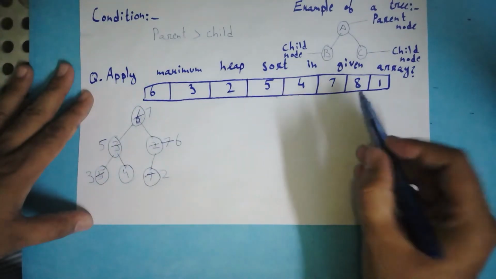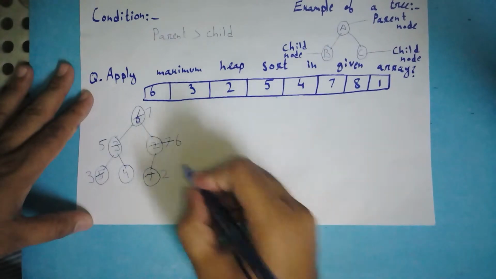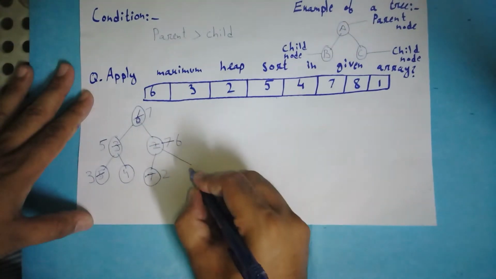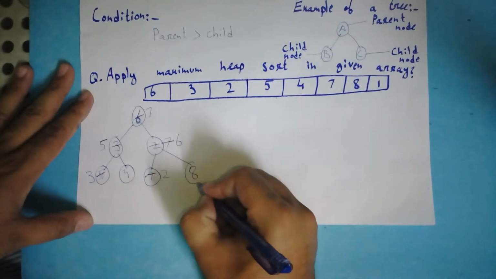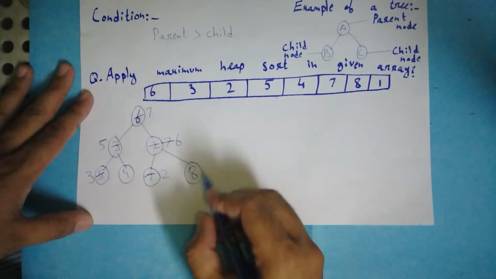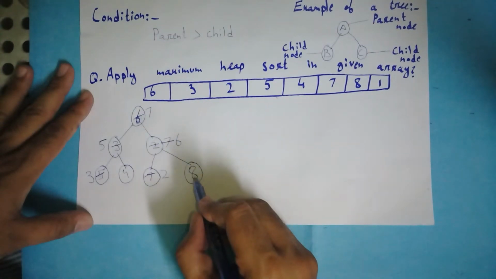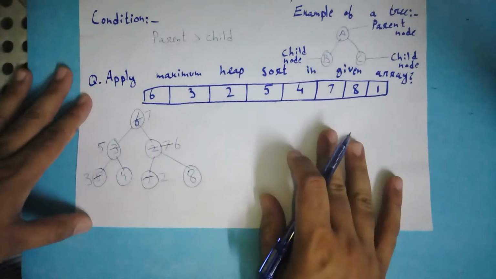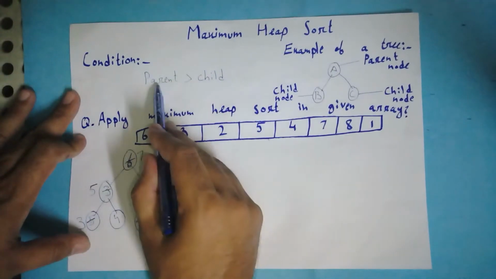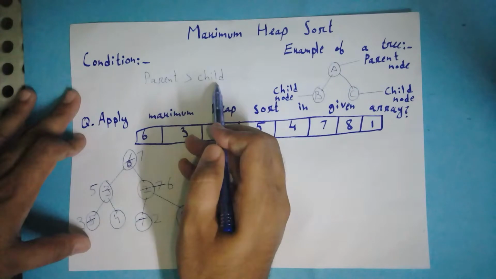Now again I go back to the array. After 7, 8 comes. I'll write down 8 over here. Now again I check the condition. The condition is false because 8 is greater than 6, and we know that in maximum heap sort the parent node should be greater than the child node.